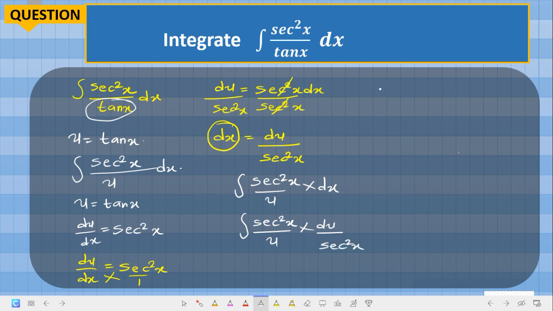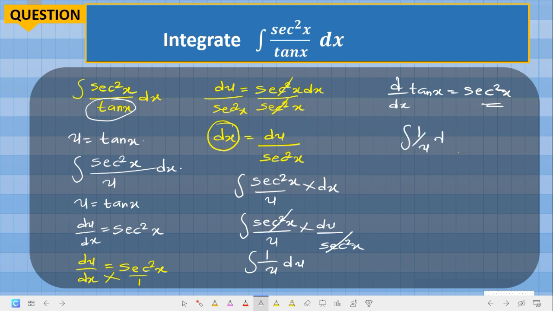Now note, when you differentiate tan x, it gives us sec square x. That is a constant. So this sec square x cancels sec square x. What are we left with here? We are left with 1 over u du. So this is 1 over u du.